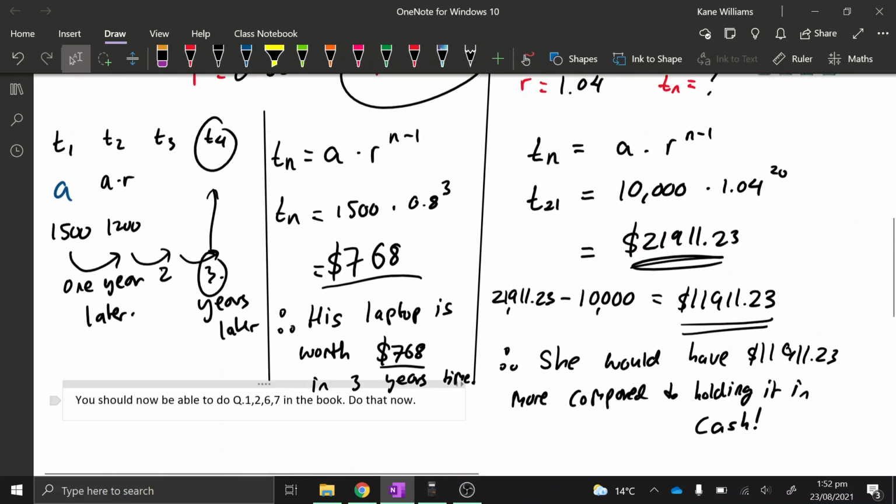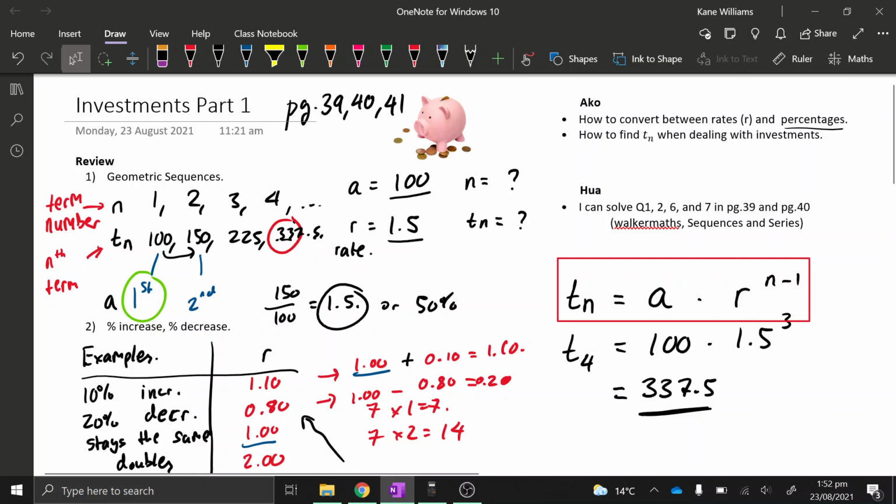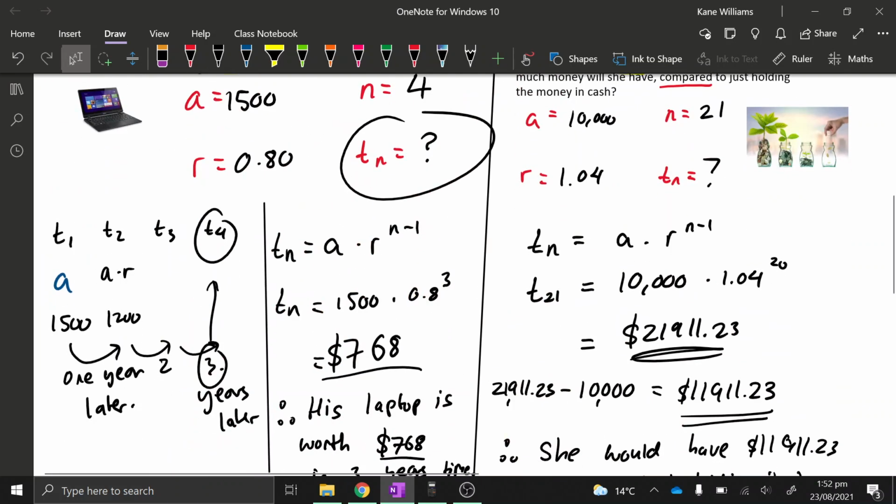Right. We should now be able to do these questions in the book. Questions 1, 2, 6, and 7. Do that now. And in my second video, I'm going to be talking about finding N, R, and A. So here, we're just doing examples where we don't know Tn. And next lesson, we're going to be doing one where we're finding A, N, and R.